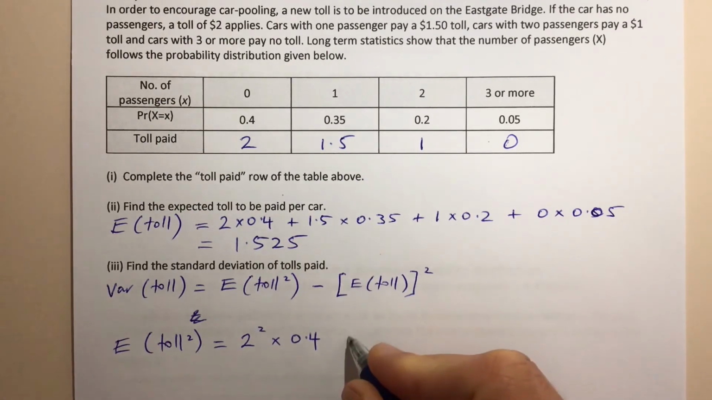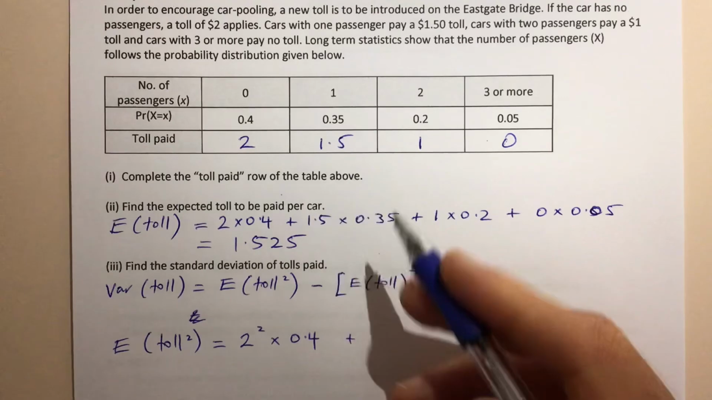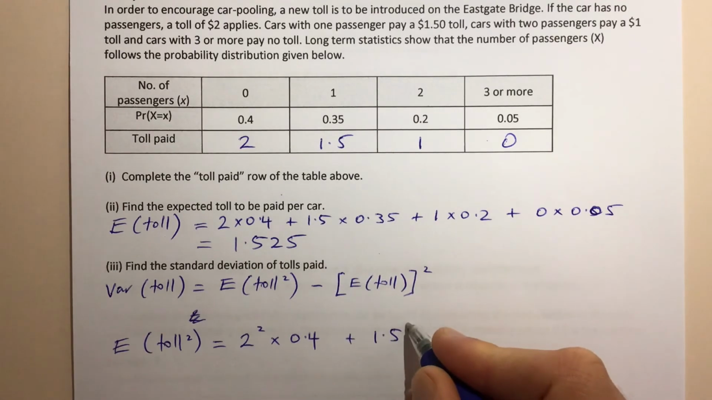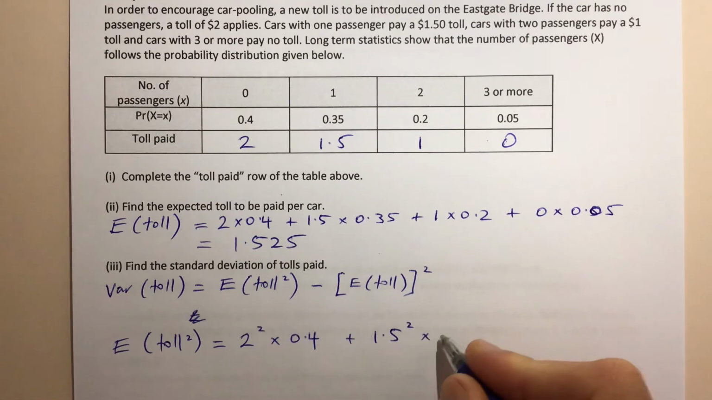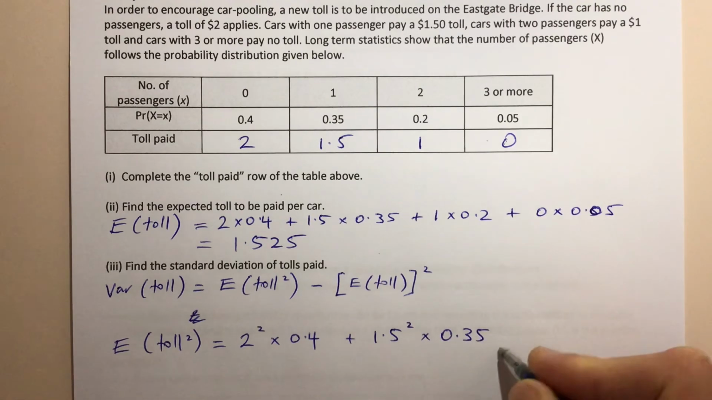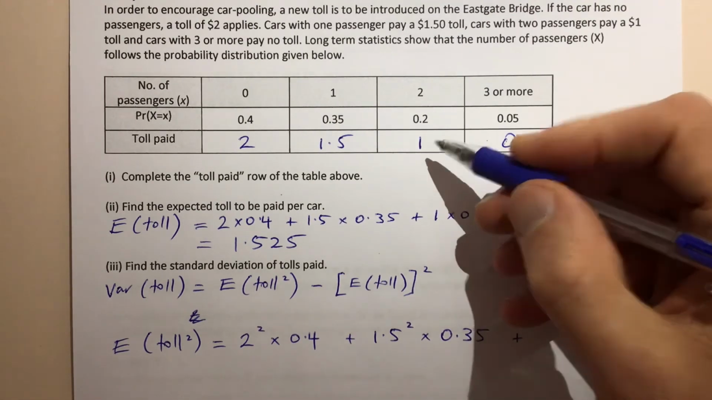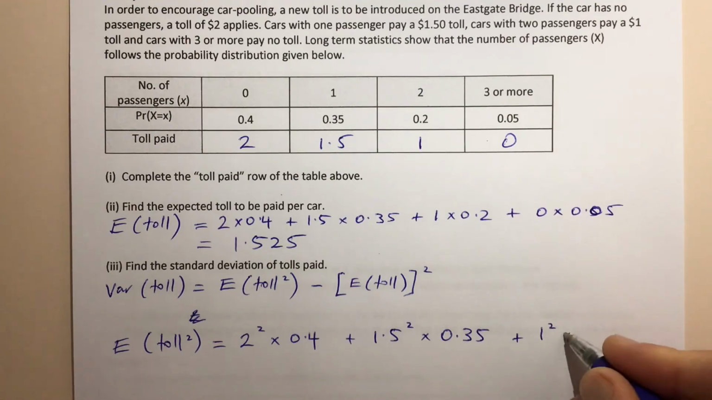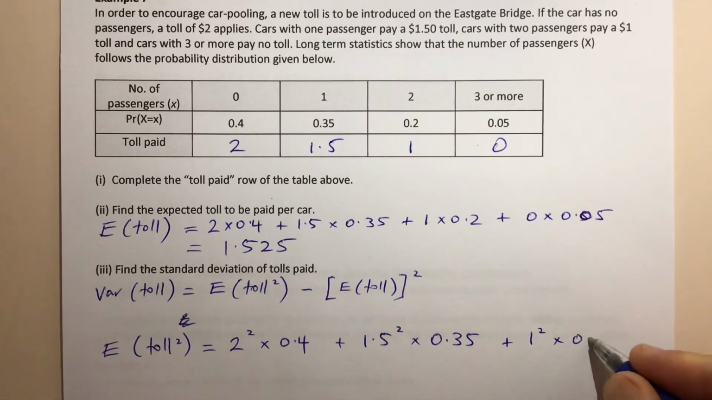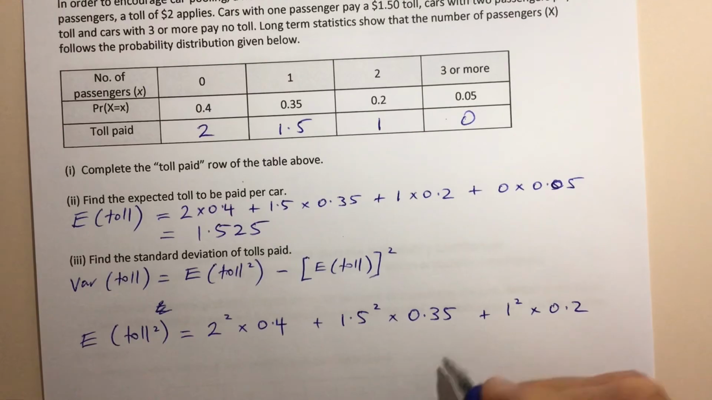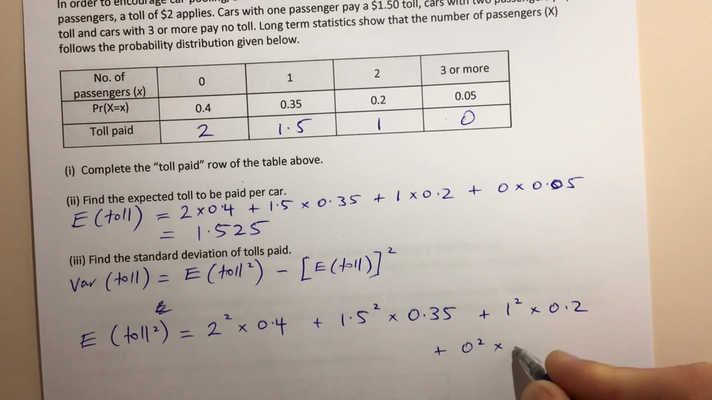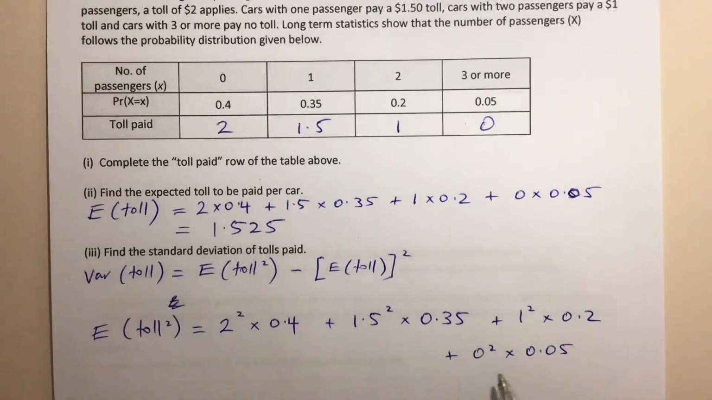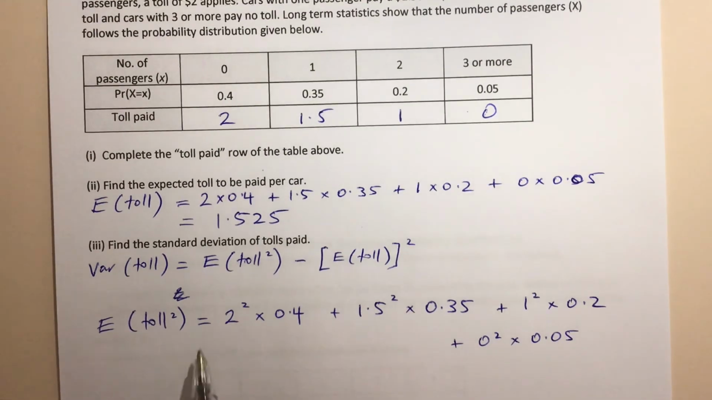Plus 1.5, so the next value of the toll squared, because it's the expected value of the toll squared, multiplied by that probability, and so on, plus the next value of the toll squared times 0.2. And even though it's not really necessary, I'm going to write at the end here, plus 0 squared times its probability, 0.05, even though we know that term's going to become 0. All right, so we're going to add all that up and work that out.